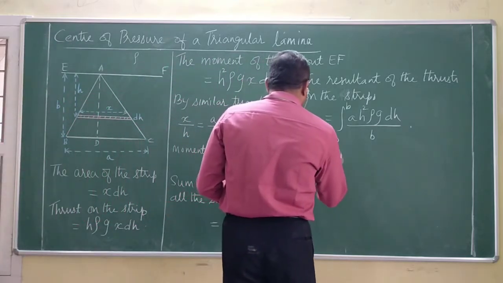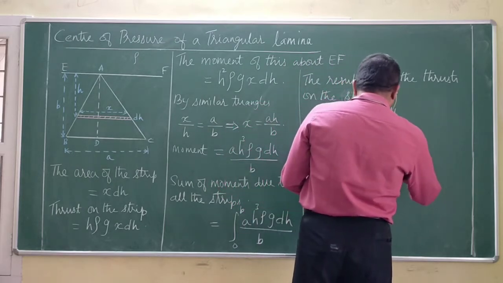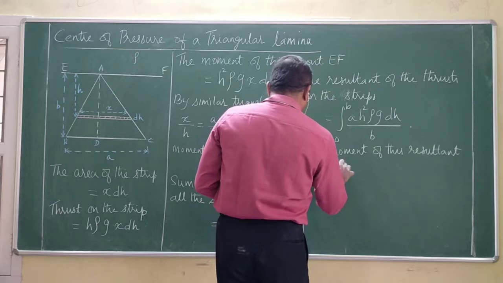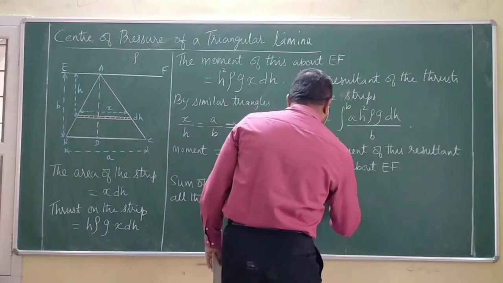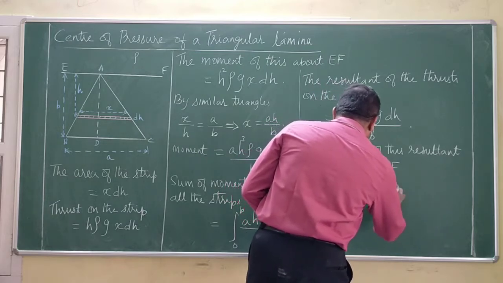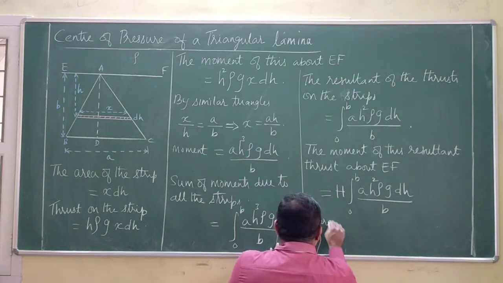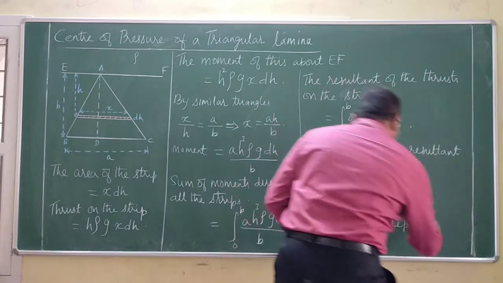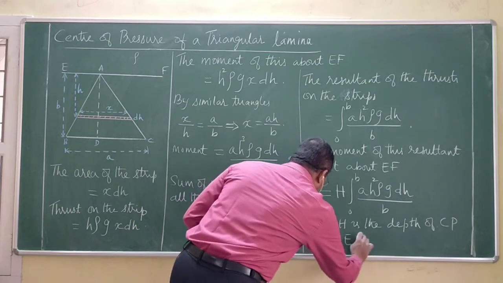Therefore, the moment of this resultant thrust about EF is equal to capital H integral 0 to b of a h squared rho g dh upon b, where capital H is the depth of the center of pressure below EF. Very important.